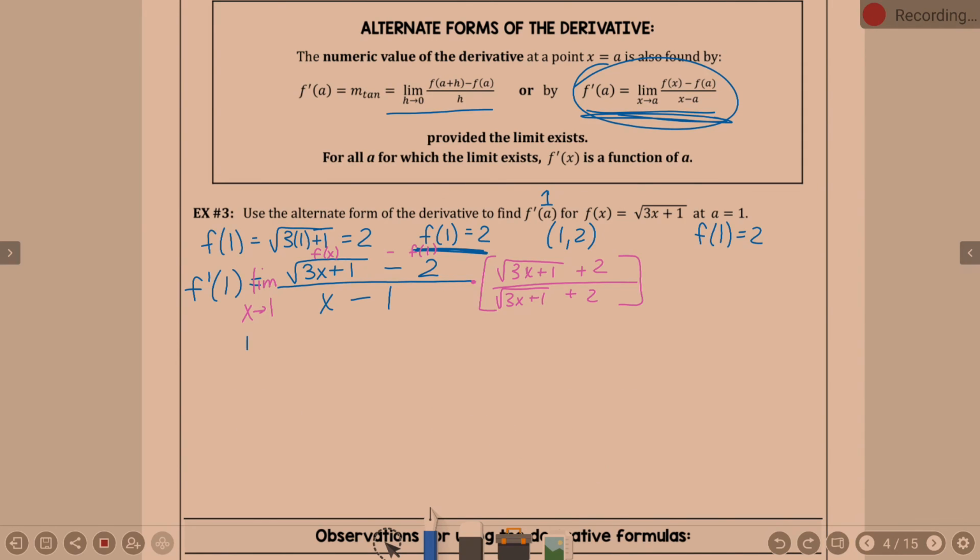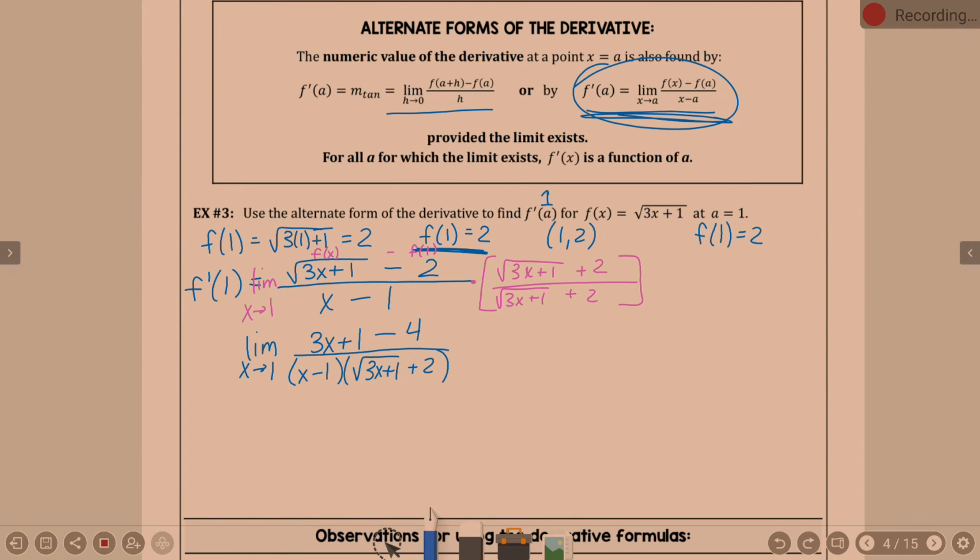So this is the limit as x approaches 1. On top, we're FOILing: the square root of 3x plus 1 times the square root of 3x plus 1 is 3x plus 1. Outsides and insides cancel. Minus 2 times 2 is 4. The denominator is ugly, but do we FOIL it out? No. Leave it as x minus 1 times the square root of 3x plus 1 plus 2.